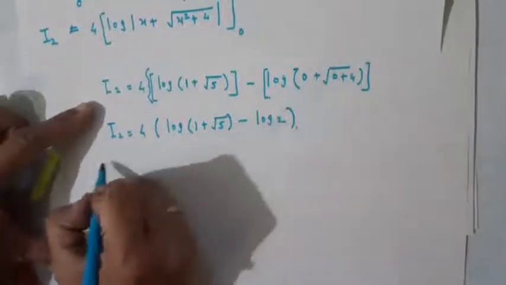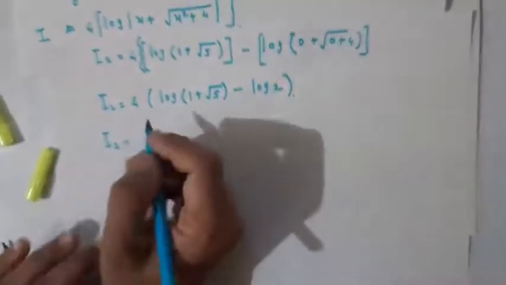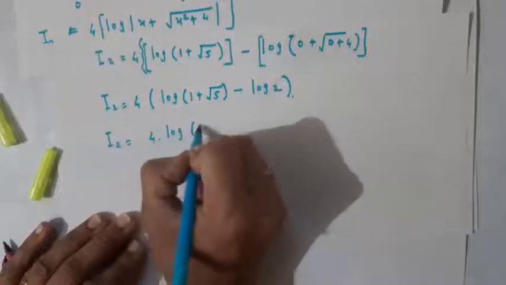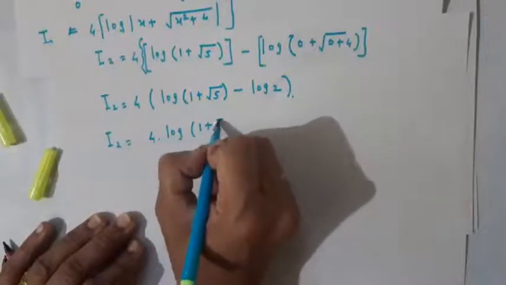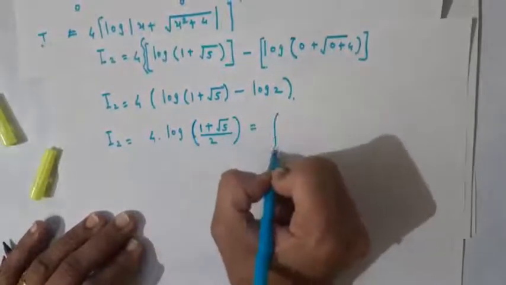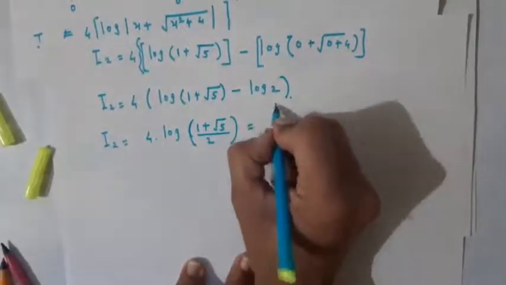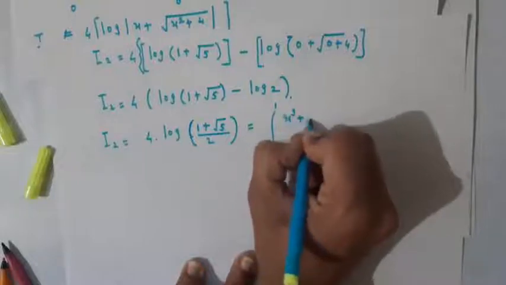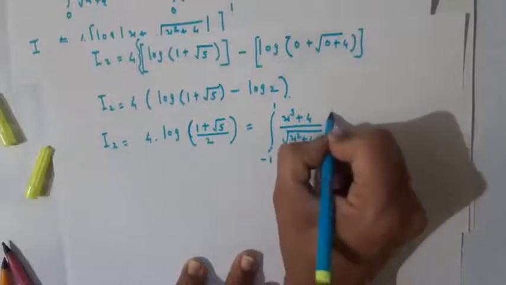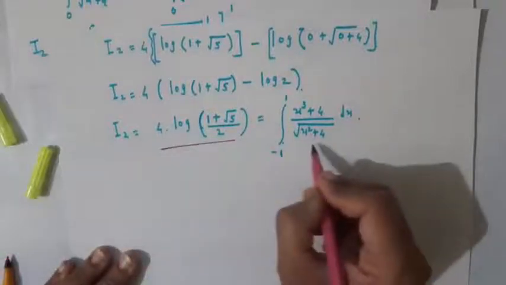And now by using rules of logarithm, I equals 4 into log of 1 plus root 5 upon 2, and this is the integration of minus 1 to 1 of x raised to 3 plus 4 upon square root of x square plus 4 with respect to x. This is the solution for the integration.